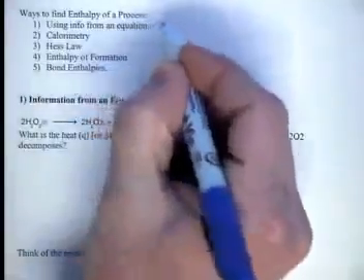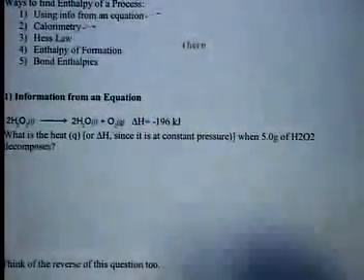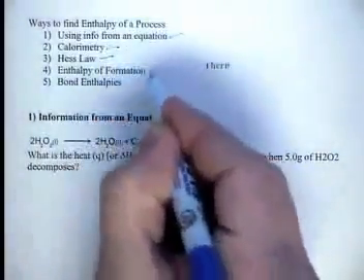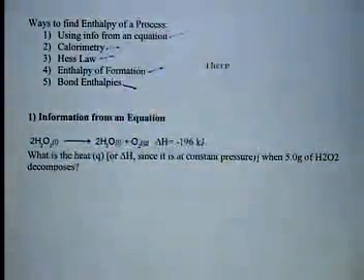We're now going to take a look at 5 different ways to determine or find enthalpy of a particular process. We're going to talk about using enthalpy information from a balanced chemical equation. We're going to look at using calorimetry to find enthalpy. We'll look at using something called Hess's law. We'll look at using enthalpies of formation. And lastly, using bond enthalpies to determine the enthalpy of a process or of a reaction.